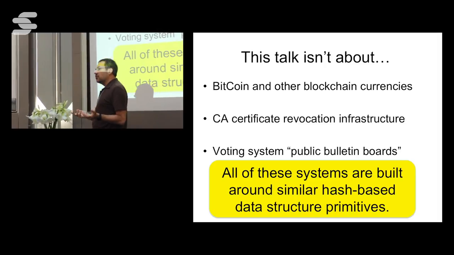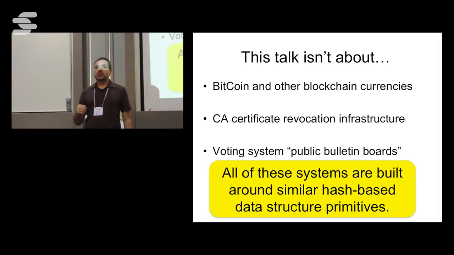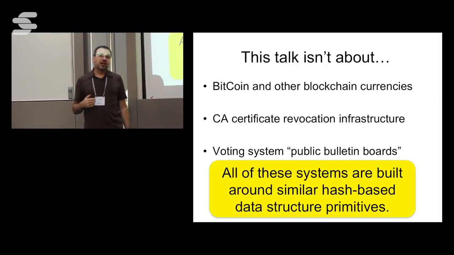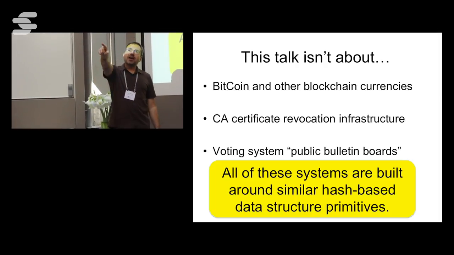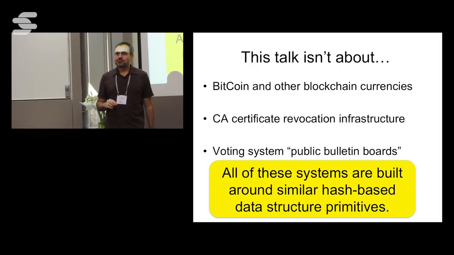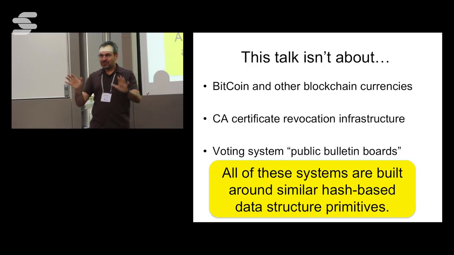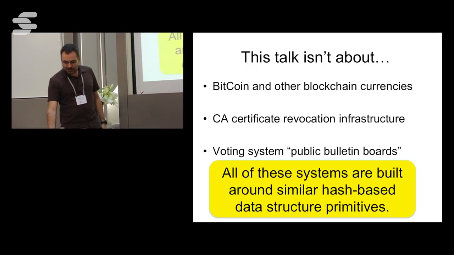So by the end of this talk, you should be able to look at the design of something like the Bitcoin blockchain or certificate revocation lists, and you should be able to say, I understand that design now. Or, I think that design is crazy. One or the other. That's the purpose of today's talk.